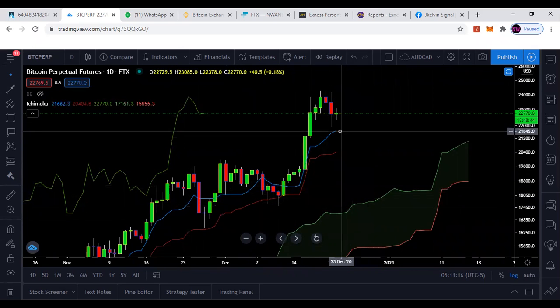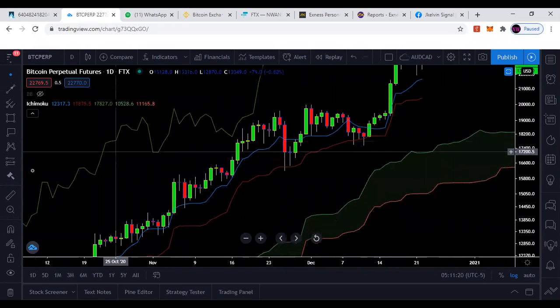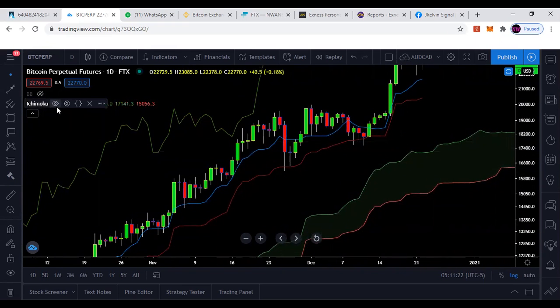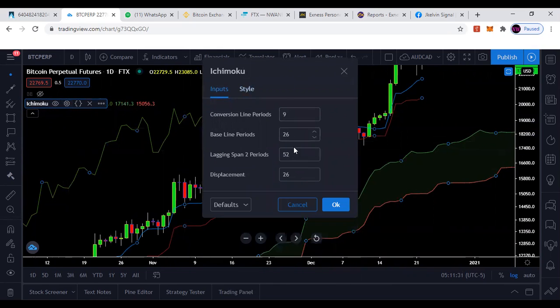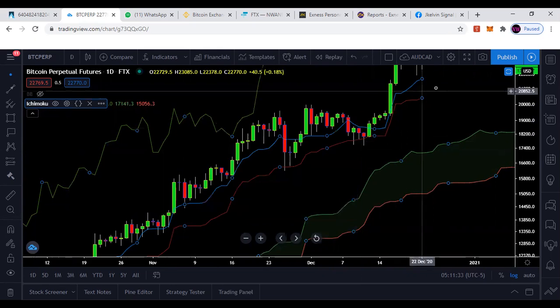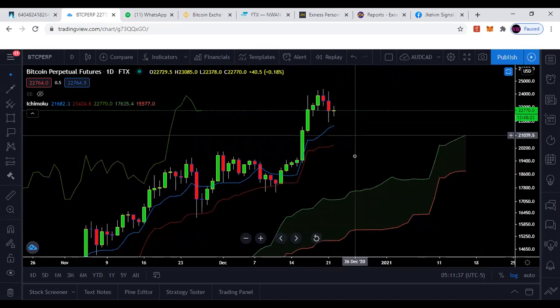So I'm going to explain this and also show you guys what I'm looking at using this indicator called the Ichimoku. I'm using the default settings, and the default settings here are 9, 26, 52, 26. So let's quickly look at what is happening here.